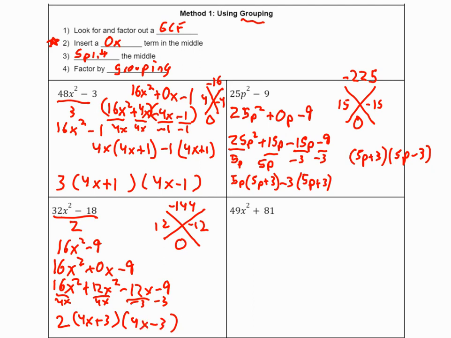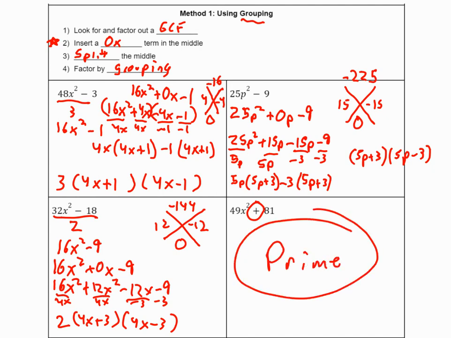And then last one on this page, I've got 49x squared plus 81. They don't have a GCF. 49 and 81 are both perfect squares, but I have a plus sign. So this cannot be factored. So I just say, this is prime. And I'm done. So that's method 1.